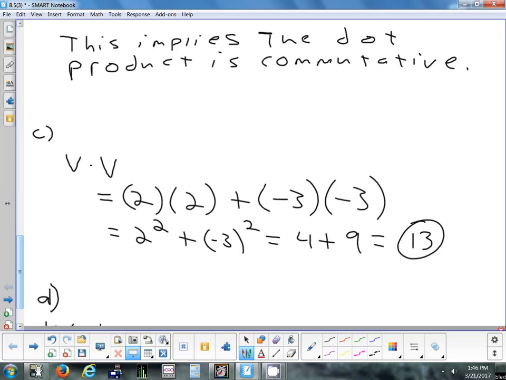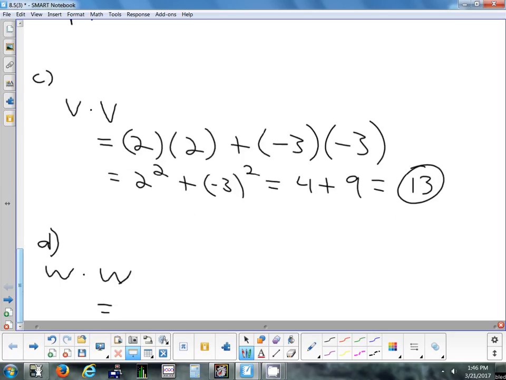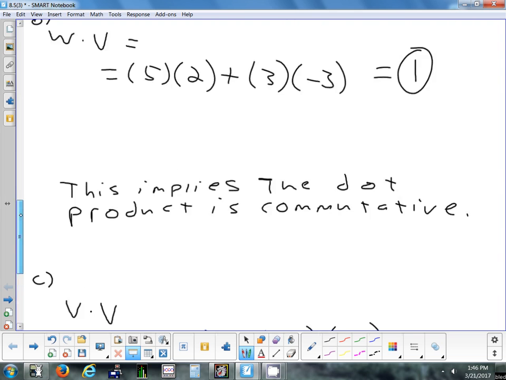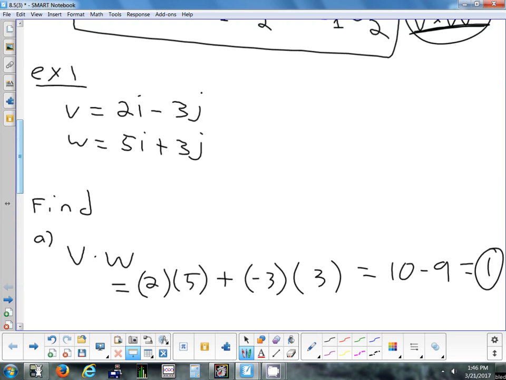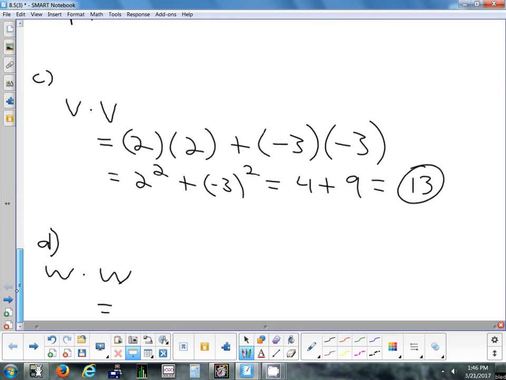So let's try that again with w dot w, and let's see if we get the length without the square root. We'll see if that happens again. So what would be the calculation for w dot w? 5 squared plus 3 squared. It's almost like you're finding the magnitude, except you don't take the square root. So 5 squared plus 3 squared, and the dot product would be 34.